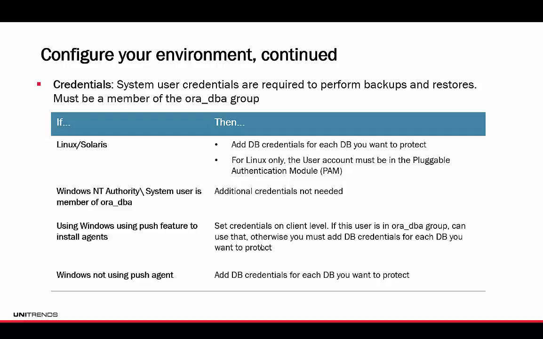Now, for Windows, the NT Authority system user is already defaulted a member of the ORA_DBA group, and additional credentials aren't usually needed for Oracle databases running on Windows. Now, if you're using the Windows Agent Push feature, you're going to set the credentials at the client level. If the user's already in the ORA_DBA group, you can use that. Otherwise, if it's a custom account, you're going to add that DB credential for each database that you want to protect based on those unique credentials.